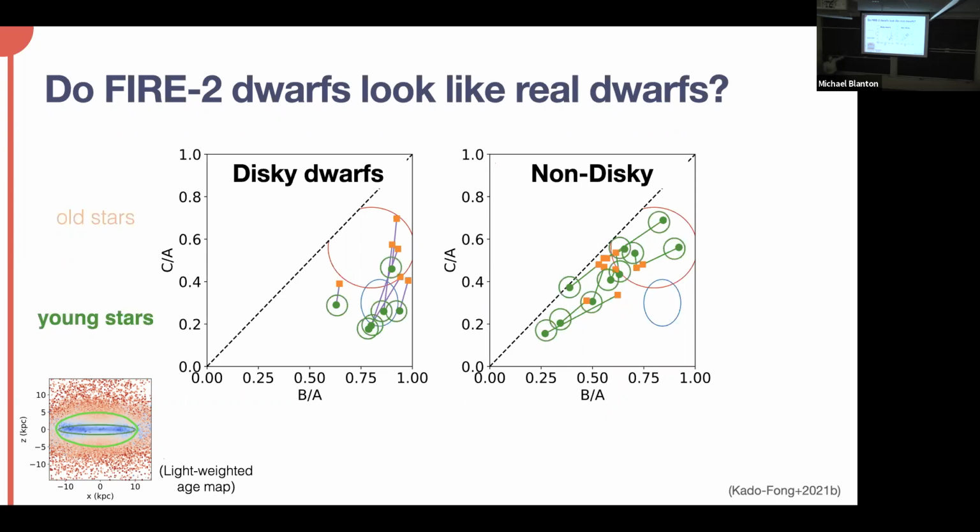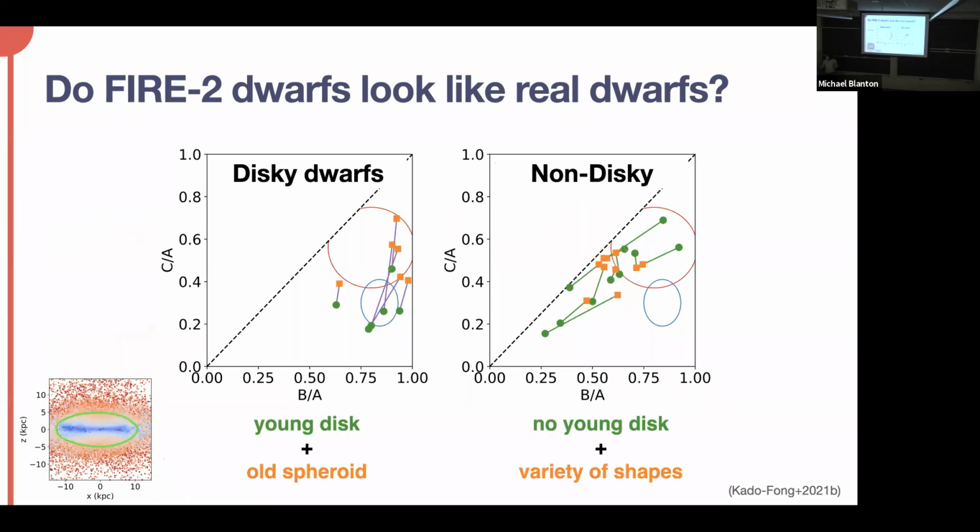Okay, so the young stars in green, old stars in orange. And really we can think about two distinct morphological classes, which I'll come back to in a second. These disky dwarfs that have a young disk and an old stellar spheroid, and then these non-disky dwarfs that don't host a young disk and have a variety of shapes in their old stars. Really, it seems like they're all going to the same place.